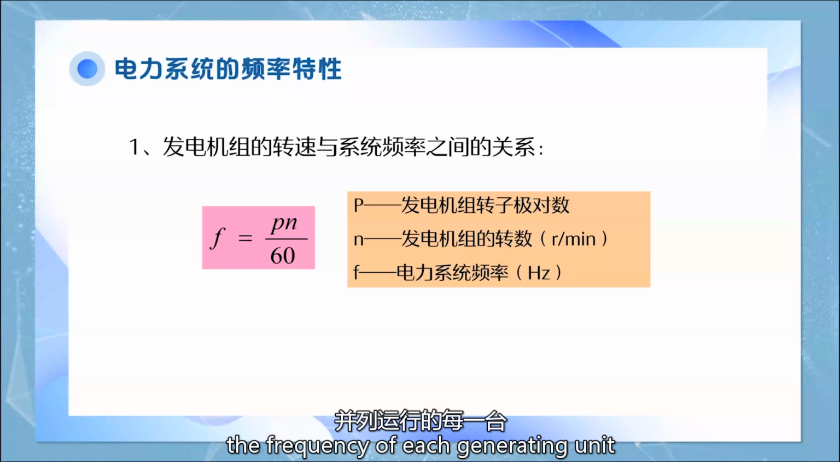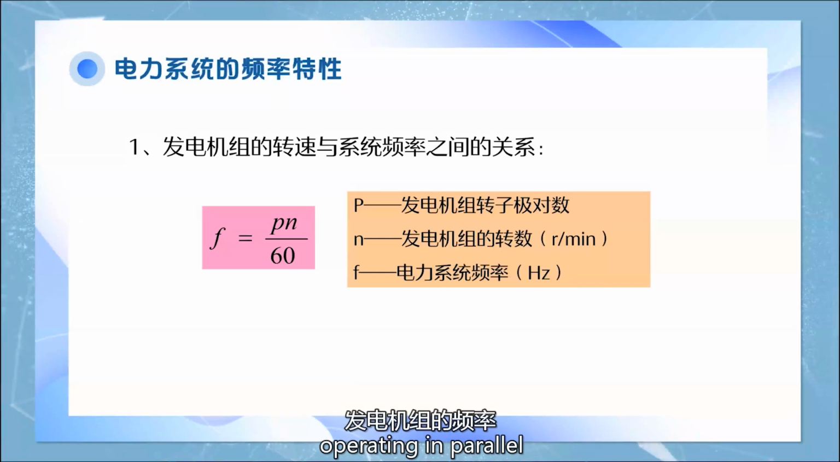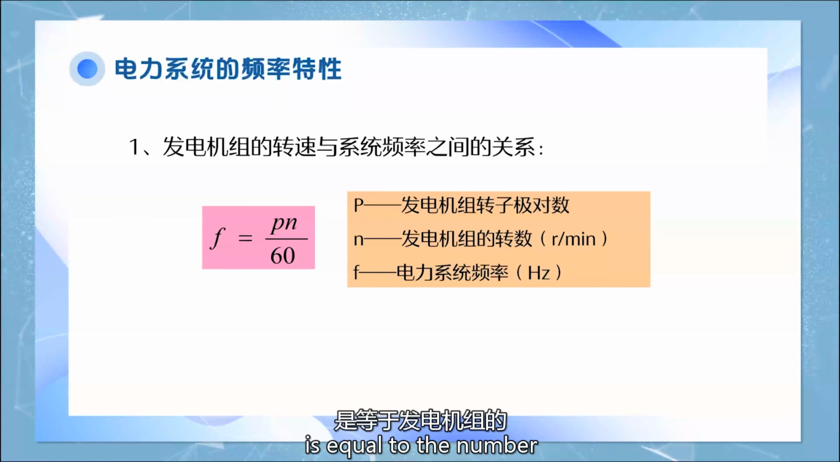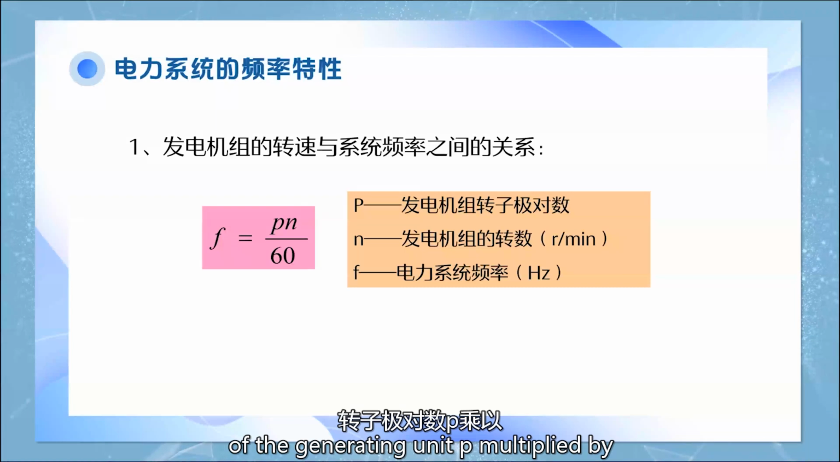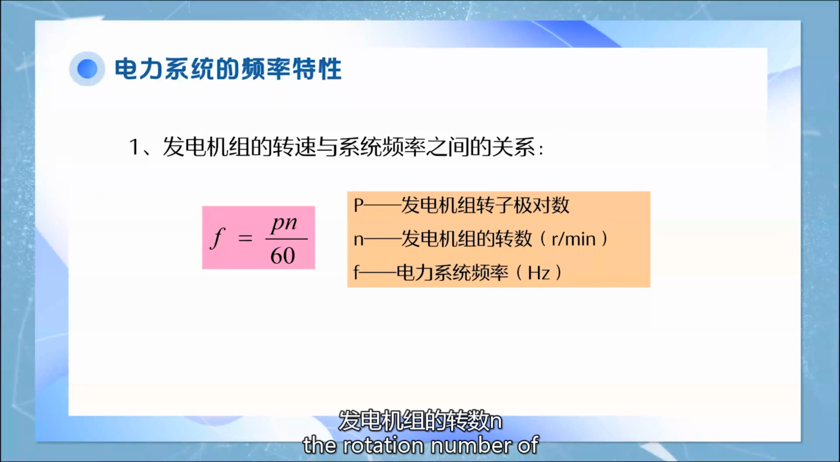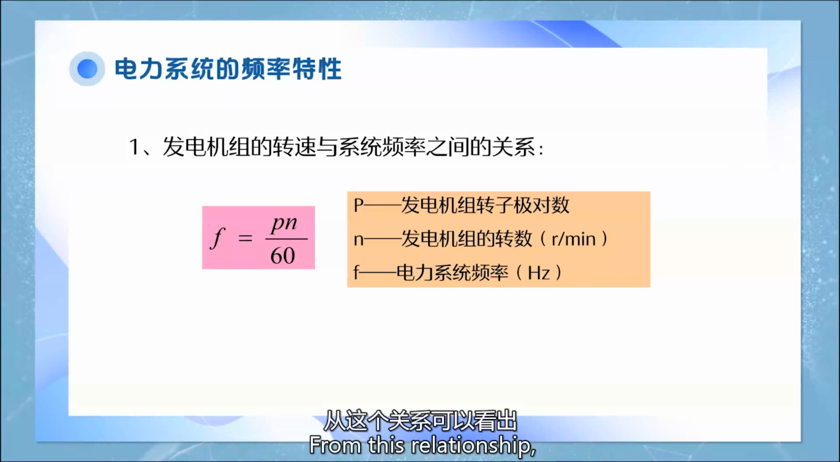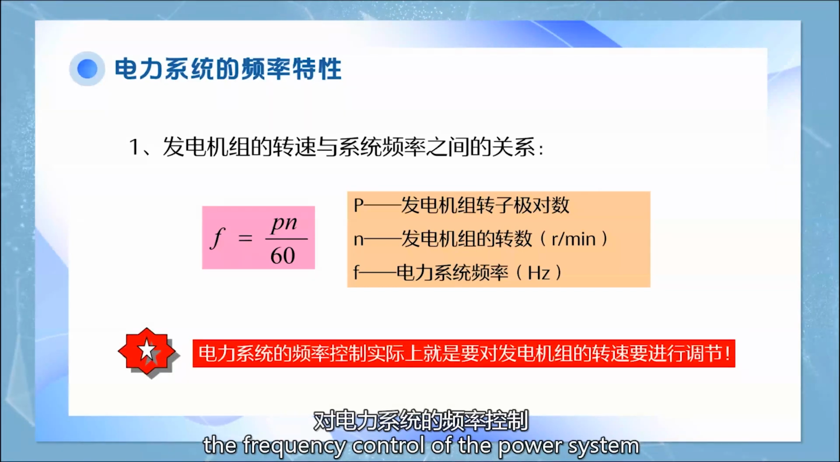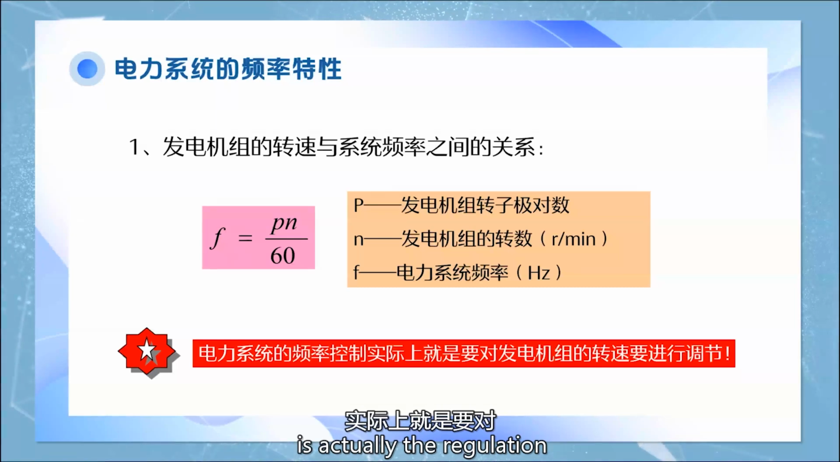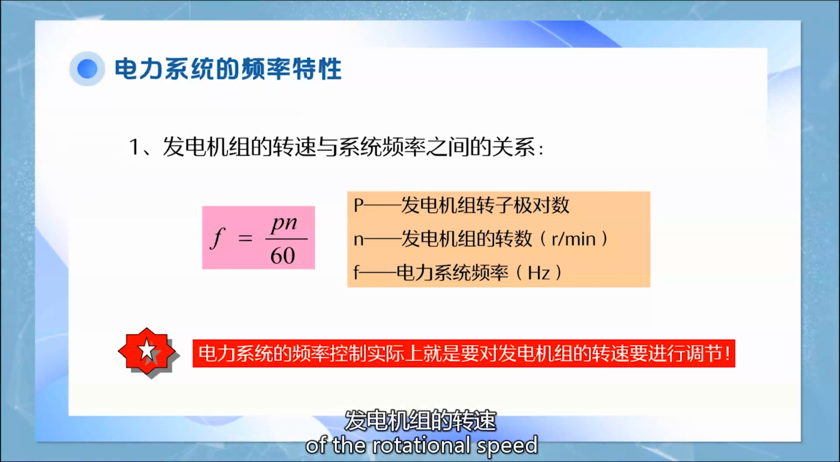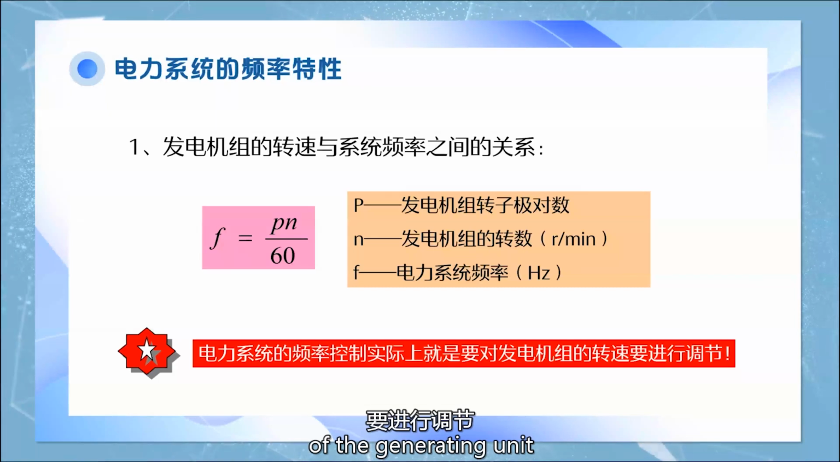The frequency of each generating unit operating in parallel is equal to the number of pairs of rotor poles of the generating unit P multiplied by the rotation number of the generating unit N and divided by 60. From this relationship, it can be seen that the frequency control of the power system is actually the regulation of the rotational speed of the generating unit.